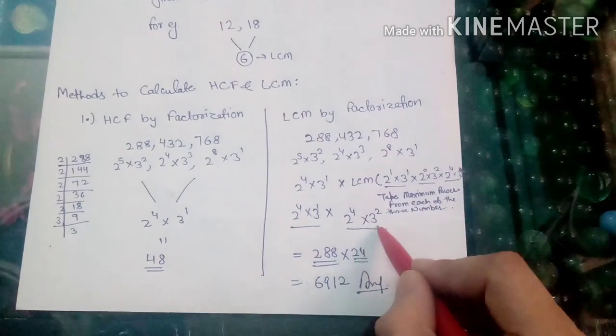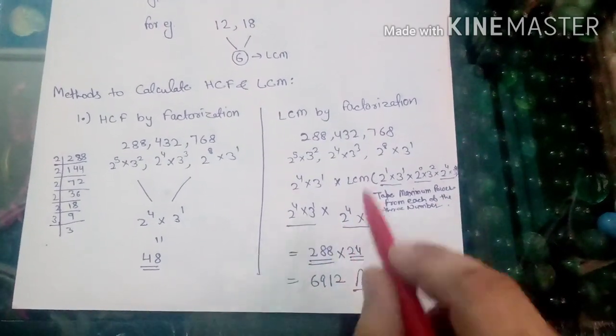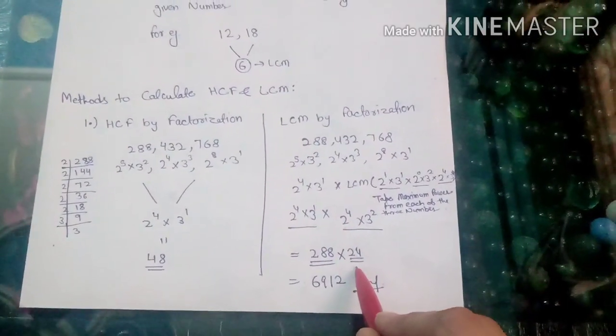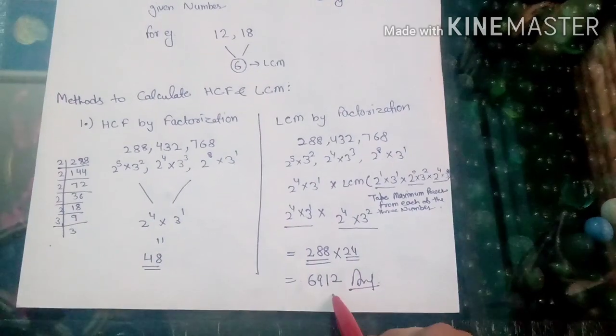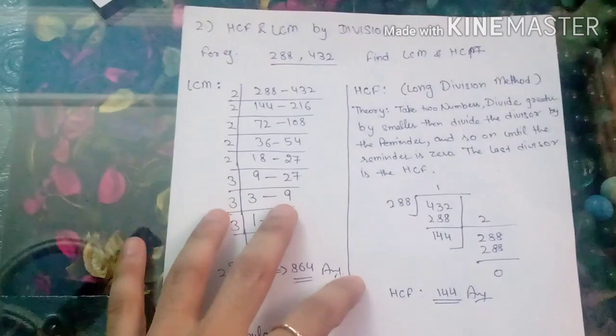So it is taken out. So this is the LCM of the given numbers. You have to multiply 288 and 224. 288 and 224, this is the LCM of the given numbers. There is another method as well. You will see it can be done by the division method as well.